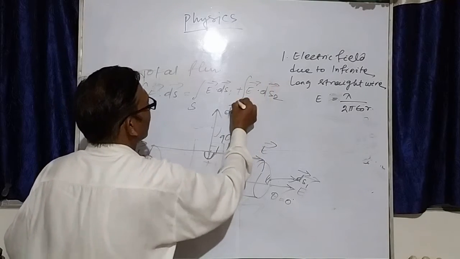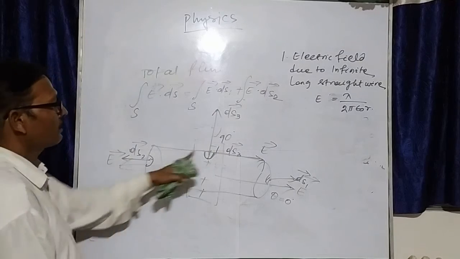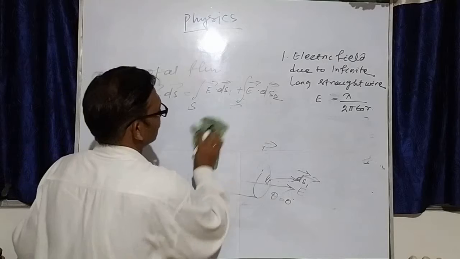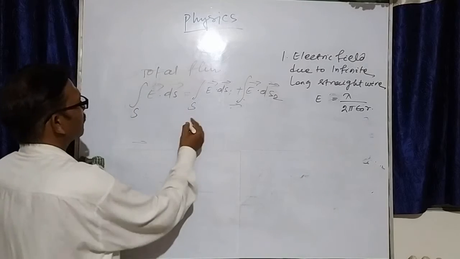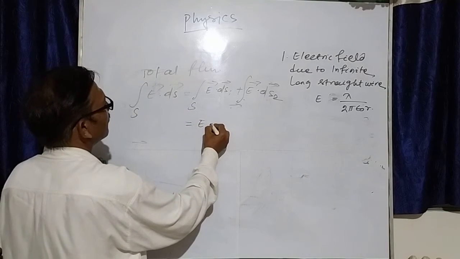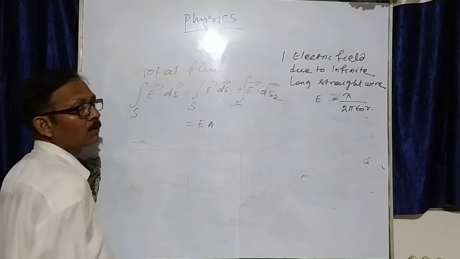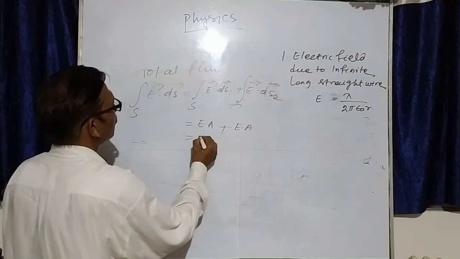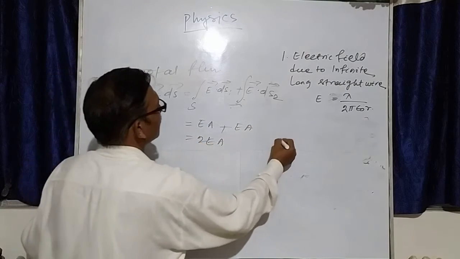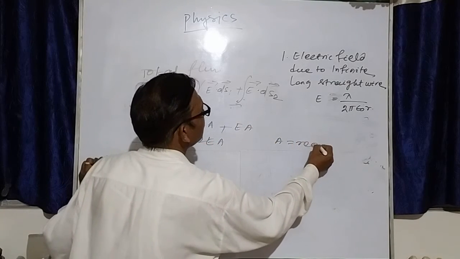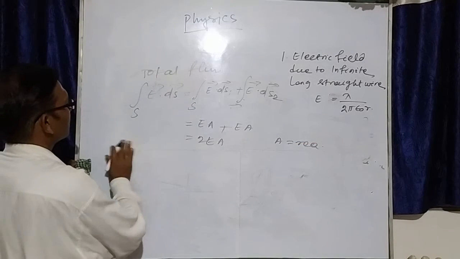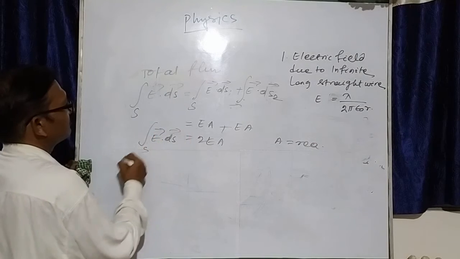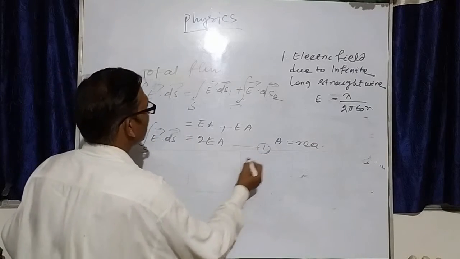Clear? This one is equal to 0. So this is equal to E A, where A is the total area, plus E A. This is equal to 2 E A. So total flux is equal to E dot ds, which is equal to this.